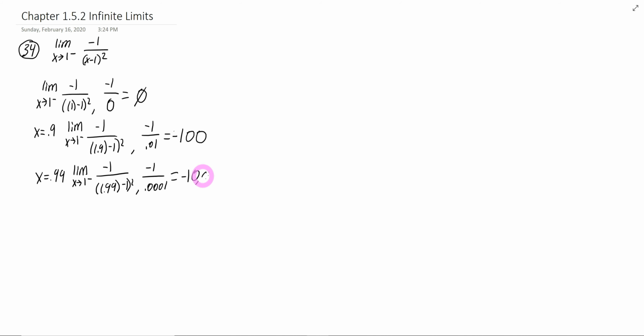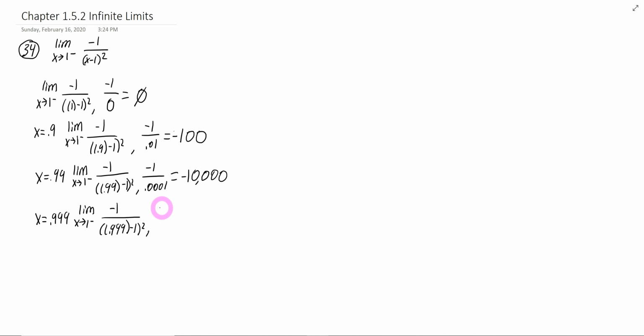So there we go. You can see we are getting to some pretty large negative values. Now we only have 2 data points entered. We need a third one in order to draw a definite conclusion. So our third data point is going to be x equals 0.999. So we're going to get the limit as x goes to 1 from the left of negative 1 all over, in parentheses, 0.999 minus 1, and then we're going to square all that.